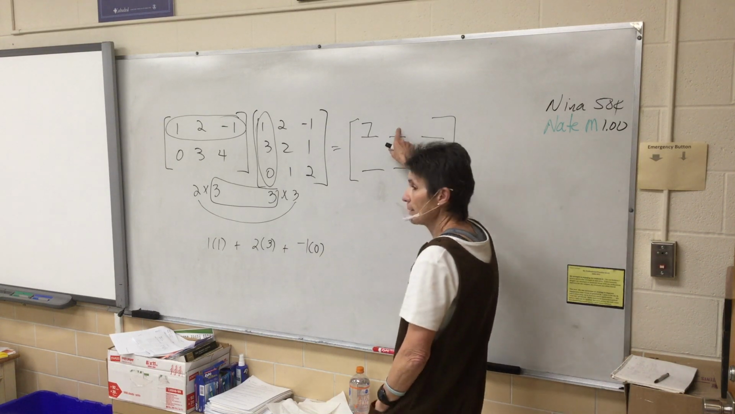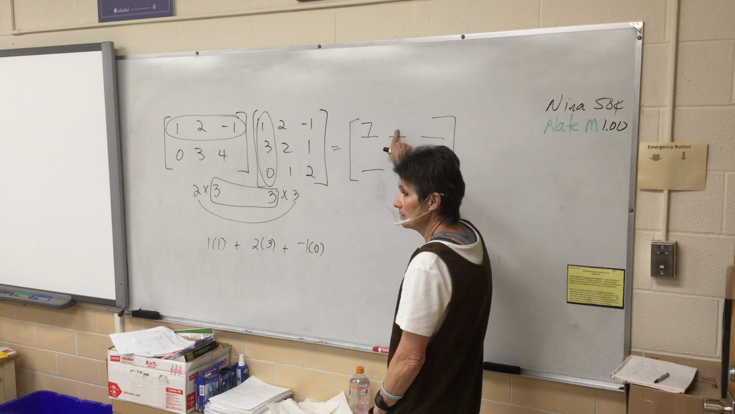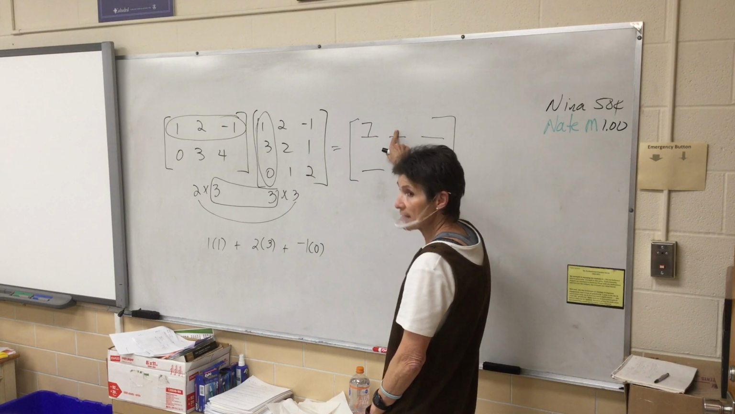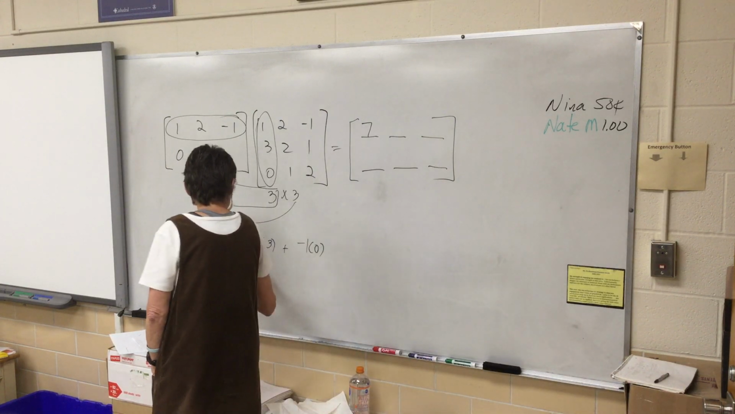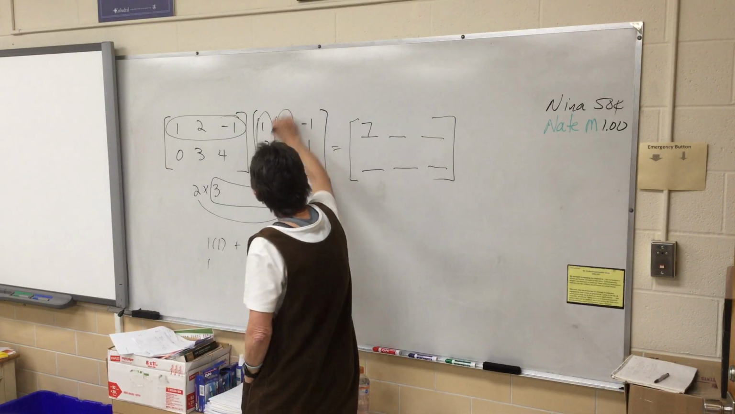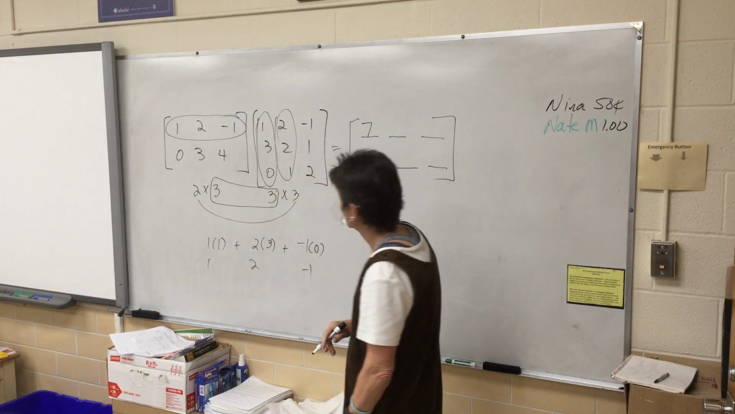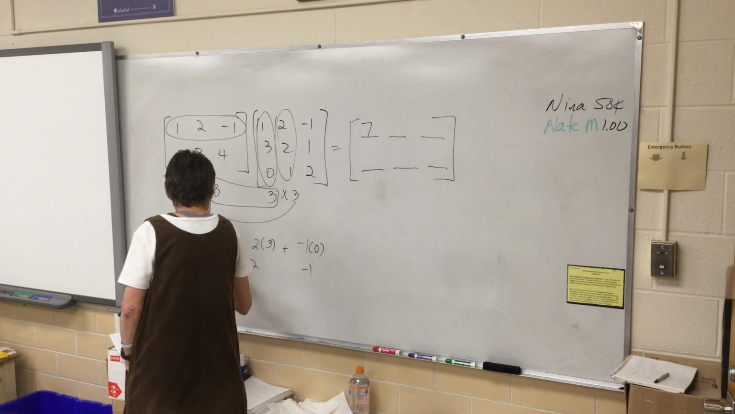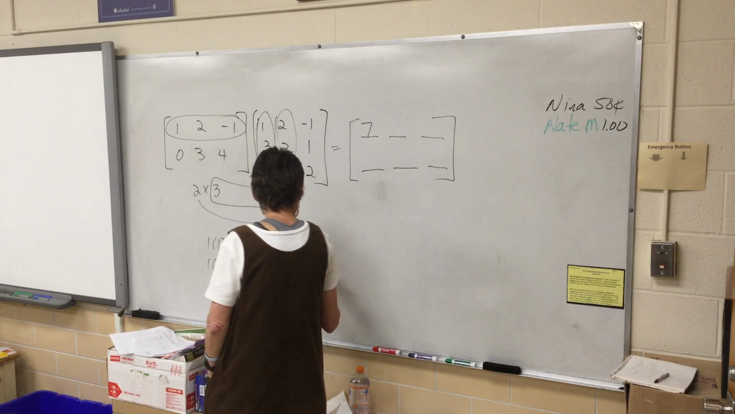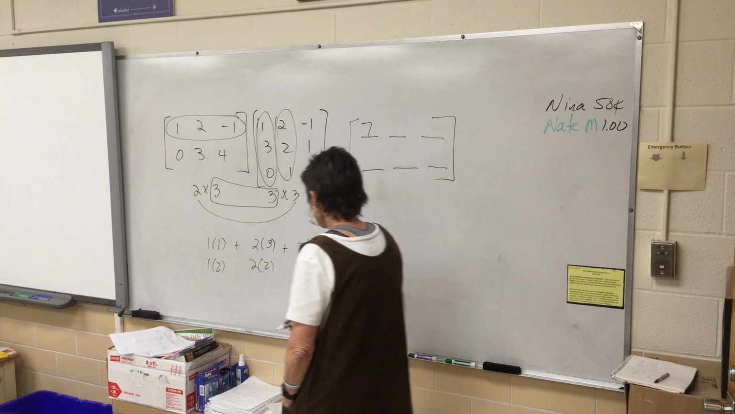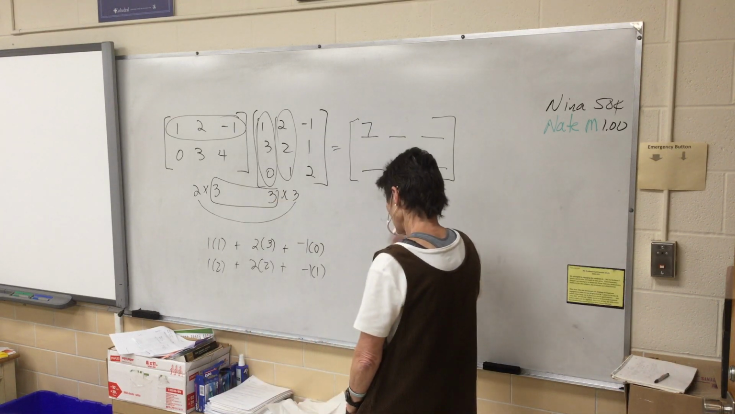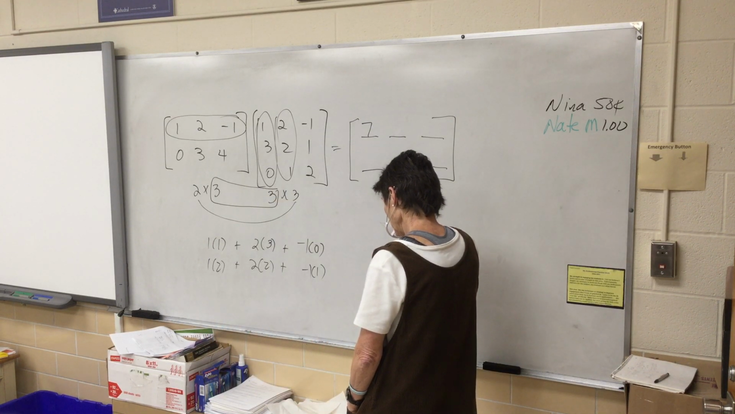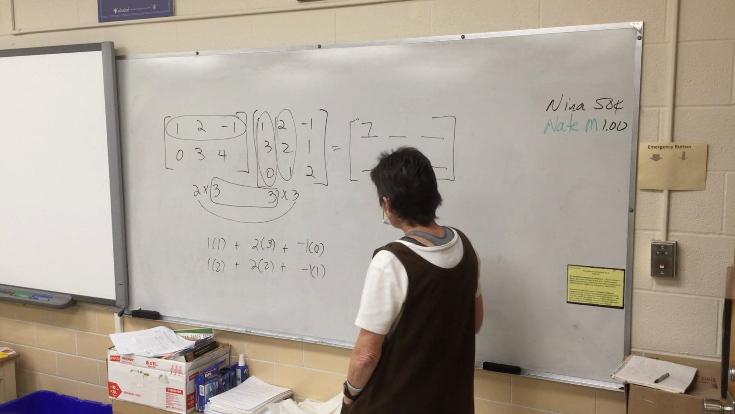Now, what's going to change when I move over here? Now I'm going to use the second column. This is still the first row, so I'm still using 1, 2, -1. But now I'm going to use the second column, which is 2, 2, 1. So then I multiply each pair and add them up. I think it's 5, isn't it 5?